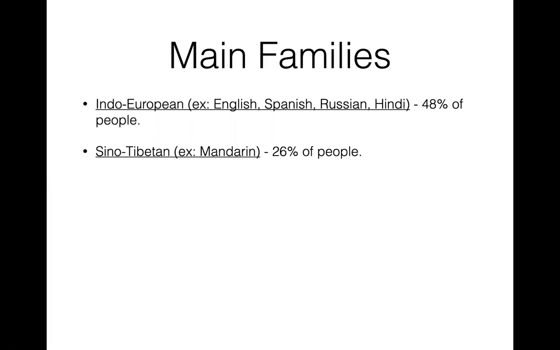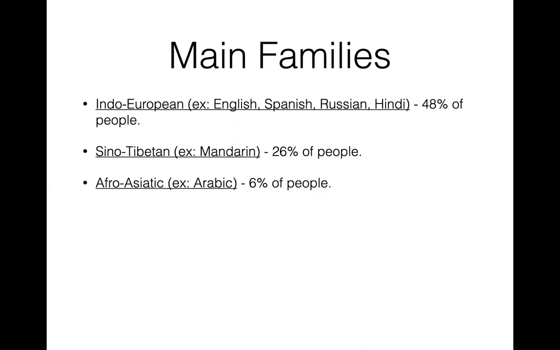Then there's a Sino-Tibetan one. Sino-Tibetan basically just means between Tibet and the coast of Asia there. Mandarin is the biggest language there. There are several others, but Mandarin's the big one. That's 26% of people speaking one of those languages, mostly Mandarin.